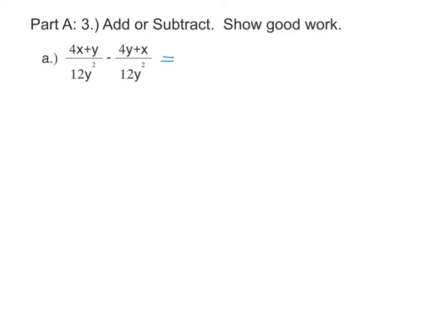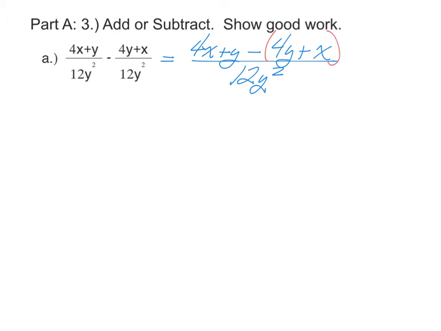That makes our job a lot easier because our resulting fraction is going to have that same denominator of 12y squared. And the only thing we need to do is add or subtract the numerators. In this case, I need to take 4x plus y and subtract 4y plus x. Now, truthfully, if you write this, it's wrong because you're not just subtracting the 4y, you're subtracting 4y plus x. So make sure you put parentheses in there.